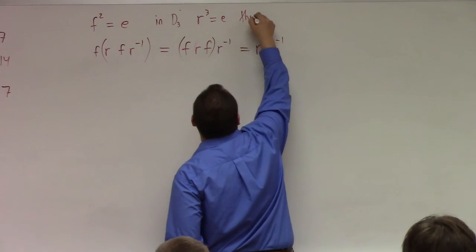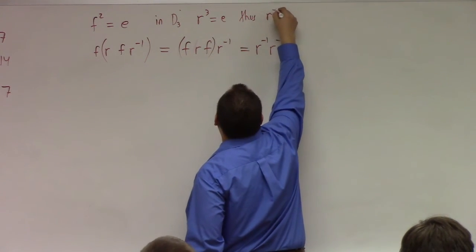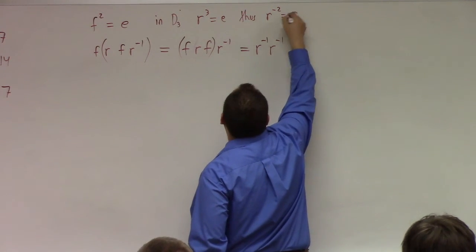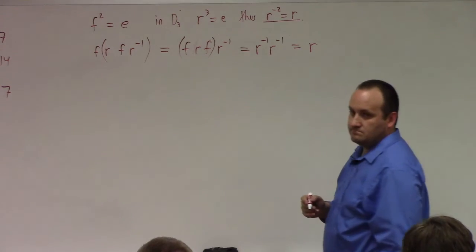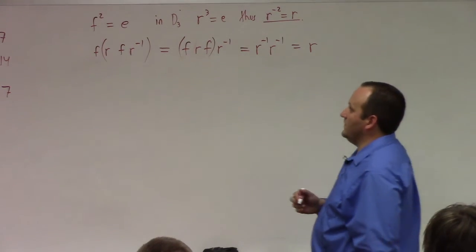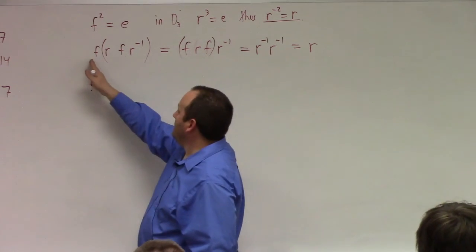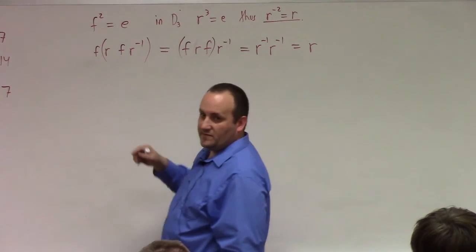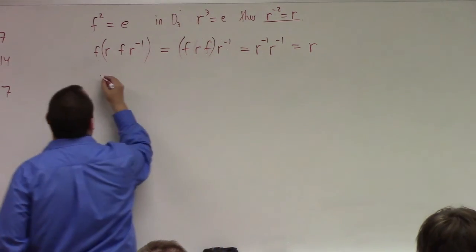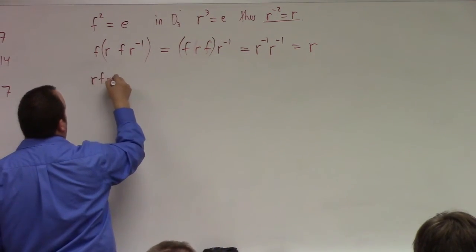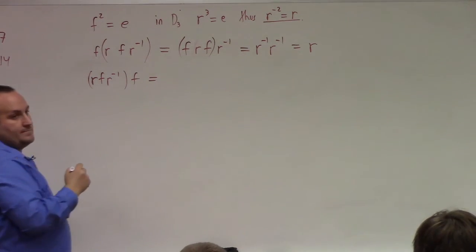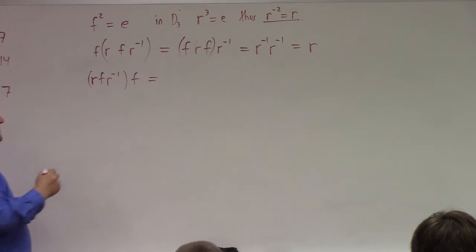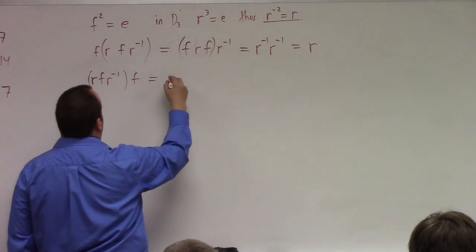Thus, if I do r to the minus 2, I get what? R. So this is really equal to r again. So the product of f and r f r inverse is that. What happens if we reverse the order here? r f r inverse times f, what do we get? We can change the r inverse to what?